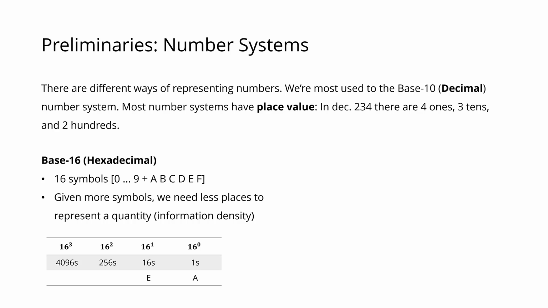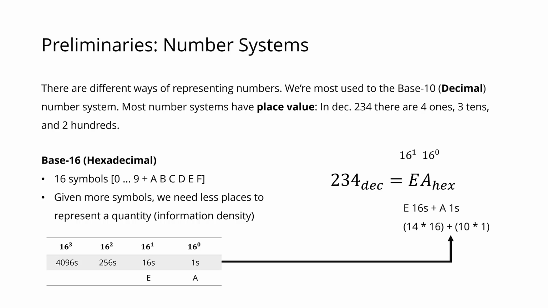So let's look at the table again. In decimal, we have 1s, 10s, and 100s. And here we have 1s, 16s, and 256s, so to speak. And now we have 16 symbols we can put here. Remember, in binary we had 2: 0 and 1. In decimal we had 10. Here we have 16. So if we want to represent the same number, 234, we would place EA, so it's EA hex. On the 1s, we place an A, and the A is 10. And on the 16s place, we put an E. And an E is 14. So it would be 14 times 16 plus 10 times 1. And that is 234. And that is how we can represent these numbers in hex.